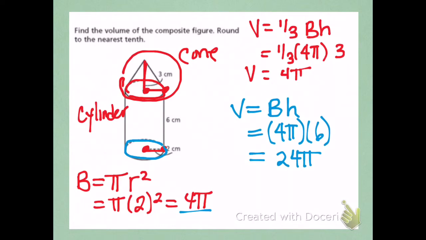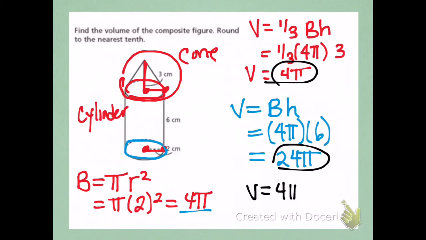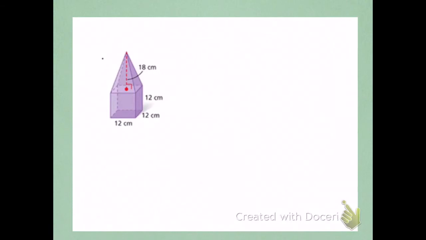And if I want the volume of the composite figure, what I need to do is add the volume of the cone plus the volume of the cylinder. So my volume of my composite figure would be 4 pi plus 24 pi, which is going to give me a total of 28 pi. Now you work this one.